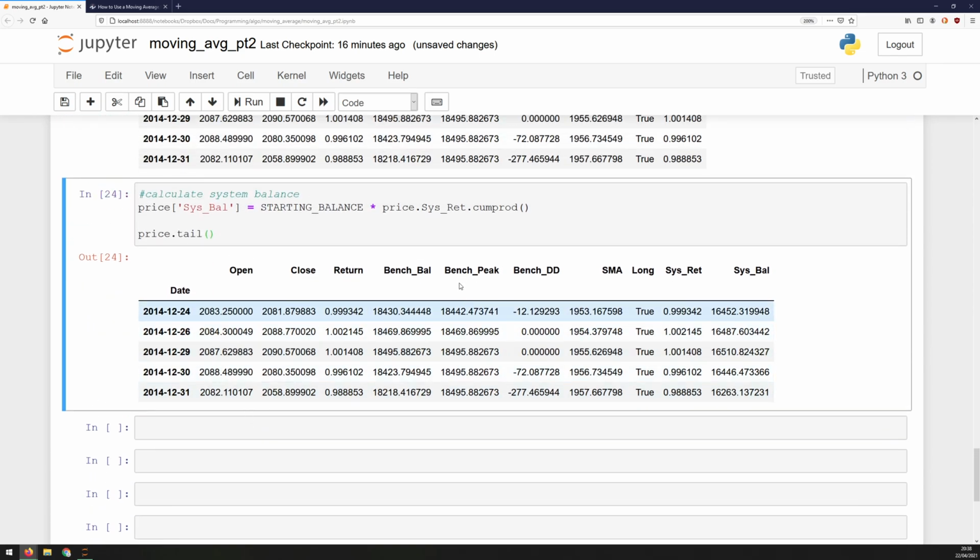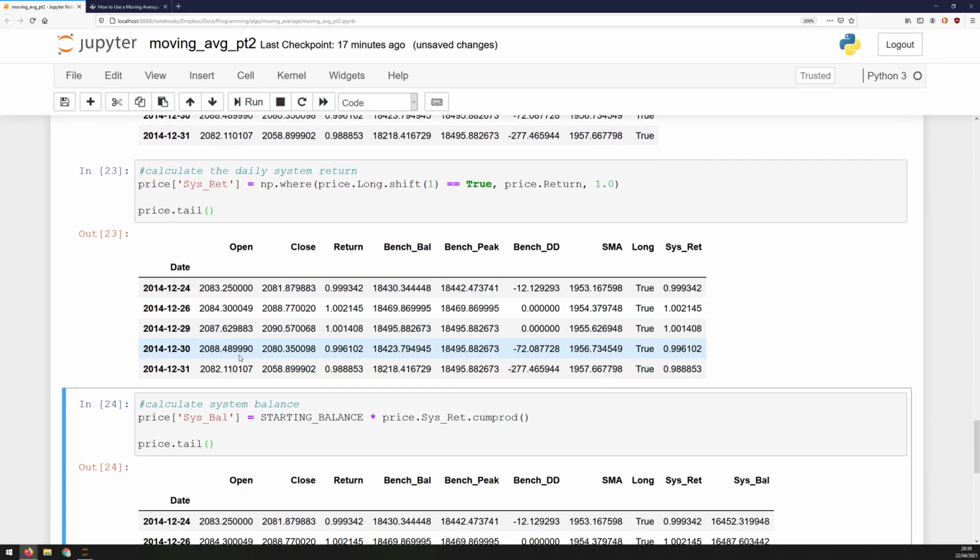And here we go. So you can see the benchmark balance here, and you can see the system balance alongside it. So it's actually showing that the system balance is going to finish up in a worse position than the benchmark balance, which is just holding the S&P 500. But without going into the detail a bit more, which I'm about to do, it's hard to say what's really going on behind the scenes there.